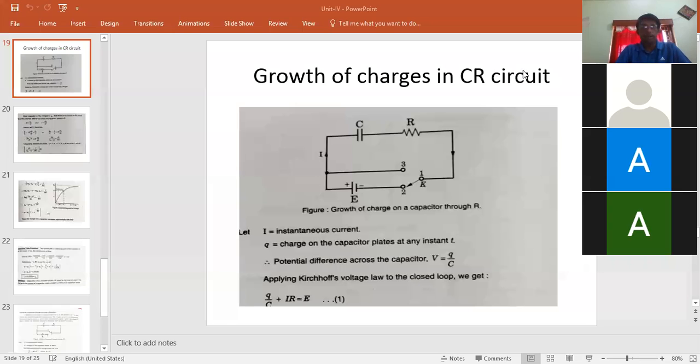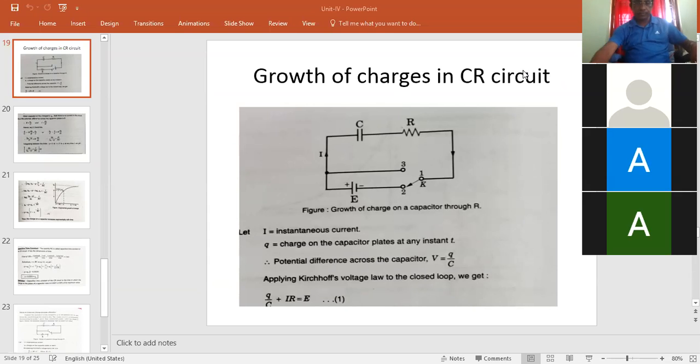So the current is increasing here. The charges will be increasing in the circuit step by step. It does not increase suddenly; it increases step by step.